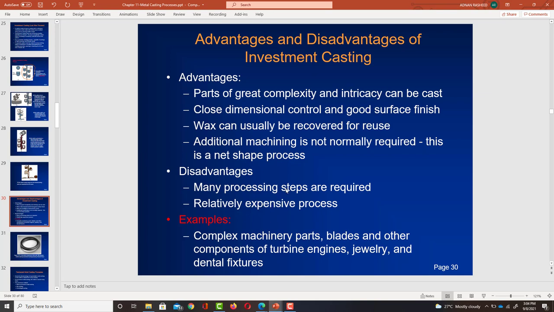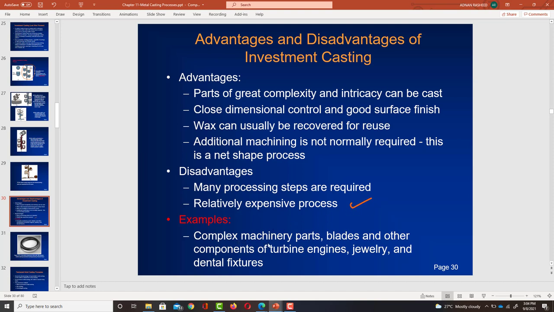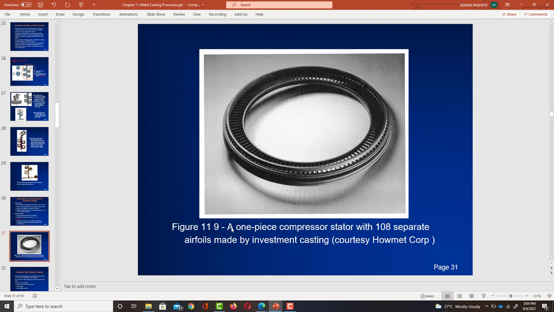Disadvantage is that you have to make the pattern made up of wax again and again. And again, it will be an expensive one, because you need an expert person who has to make the mold cavity. What are the examples? Complex machinery parts, blades and other components of turbine engines, jewelry and dental fixtures can be produced by using this process.